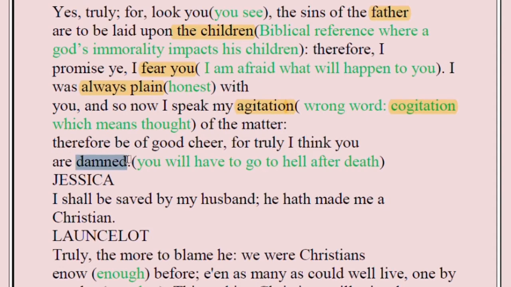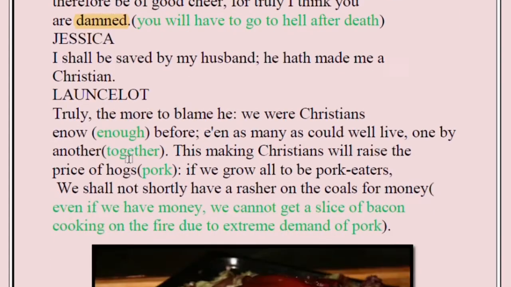You are damned, you will go to hell, because, as is written in the Bible, the fathers' bad deeds or inhumanity are often borne by the children, and they have to pay for it. Similarly, you are the daughter of Shylock, so you will have to pay for it. You might go to hell after death.